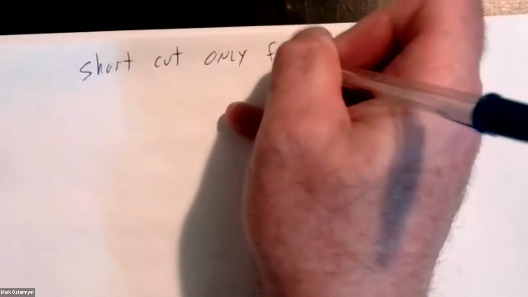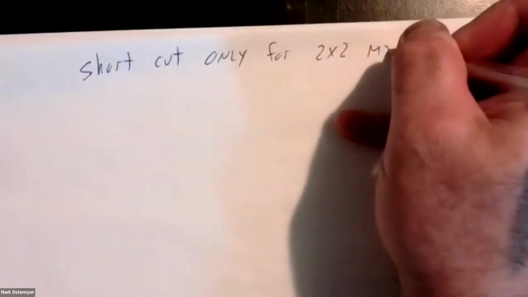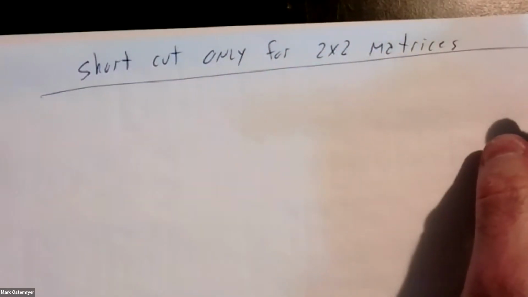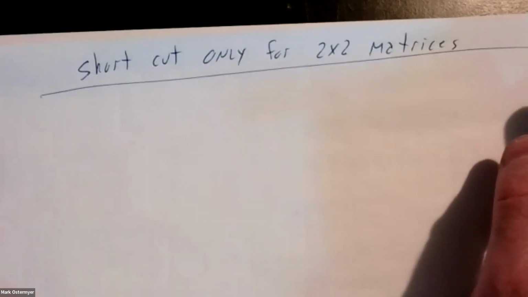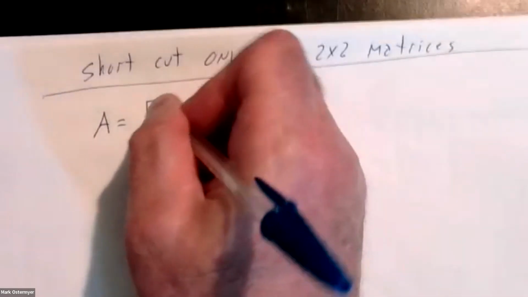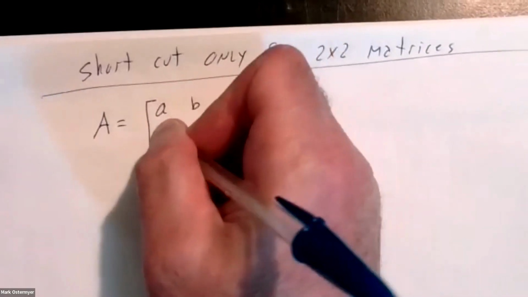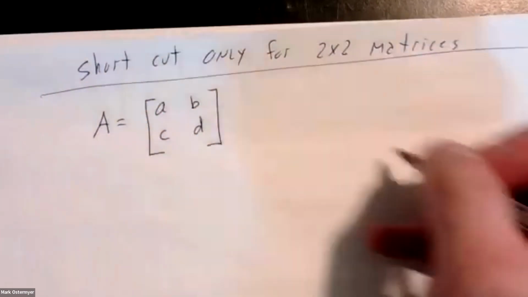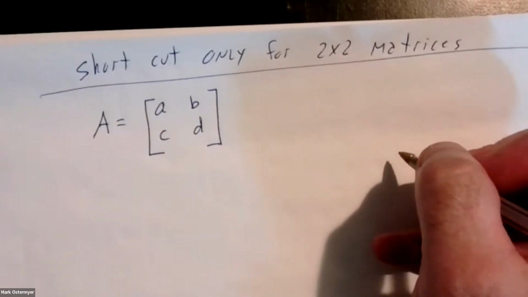I'm going to show you now, ladies and gentlemen, an easier way to find the inverse. Now, this only works for 2x2 matrices. Shortcut. Only for 2x2 matrices. It does not work for 3x3 or 4x4 or 5x5 or 6x6, etc., matrices, only for 2x2 matrices. Suppose that I have a 2x2 matrix here. Those are the entries of my 2x2 matrix.